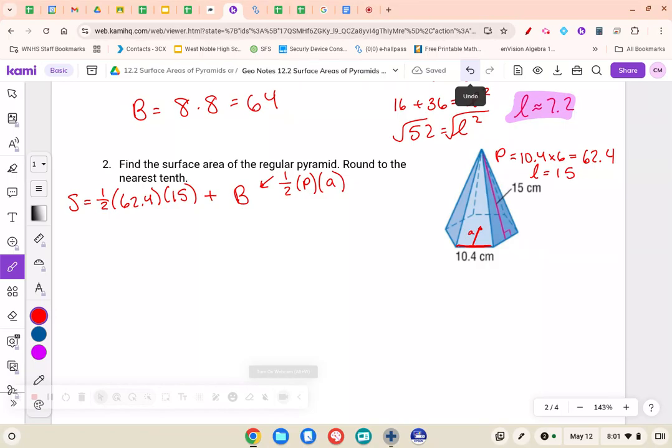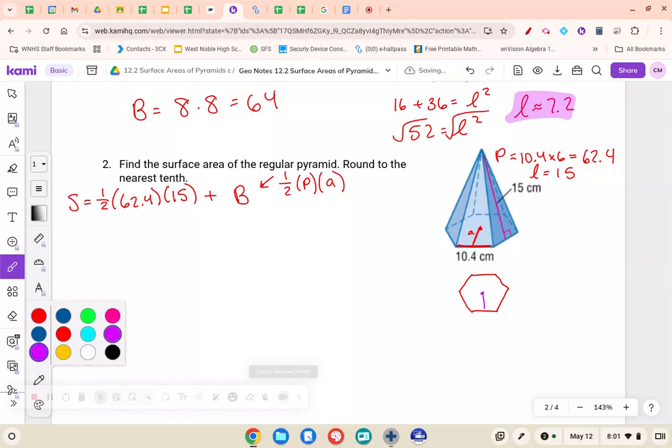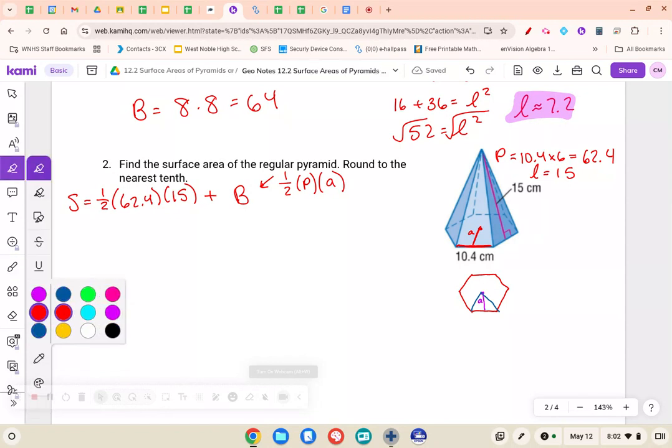So I'm going to redraw my hexagon as best as I can. I'm not a great artist. And then draw in what I need to find, the apothem. Now, if you recall, we make this into some triangles, but then we only use half of it right here.